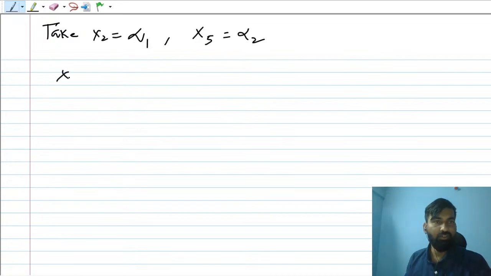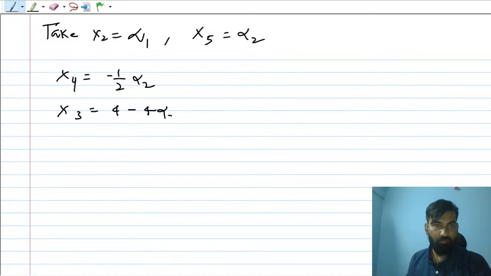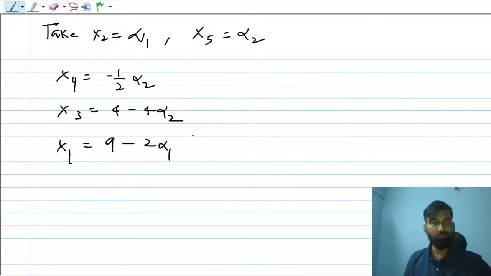So from here then you can find x4 equal to minus 1 by 2 alpha 2, and x3 equal to 4 minus 4 alpha 2, right? And x1 equal to 9 minus 2 alpha 1 minus 9.5 alpha 2, okay, and you can calculate everything, right? You can get, okay. Now what is the job?